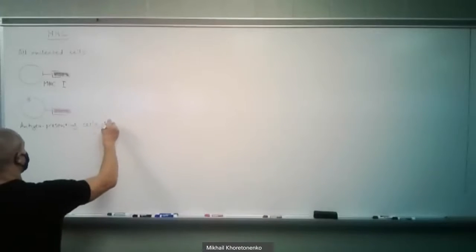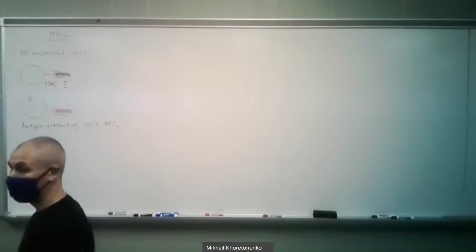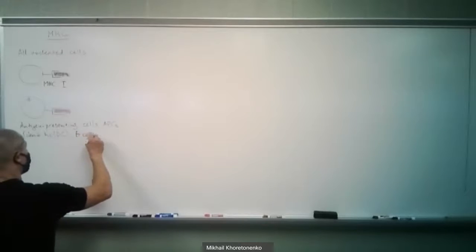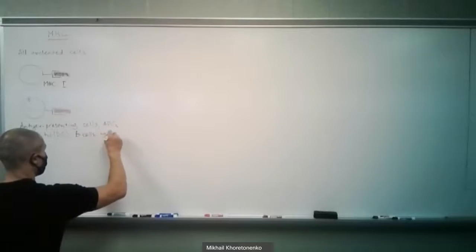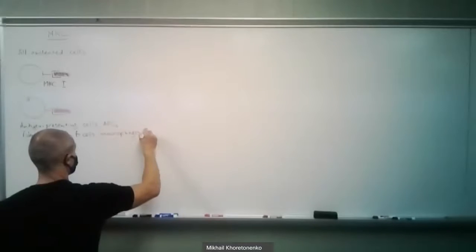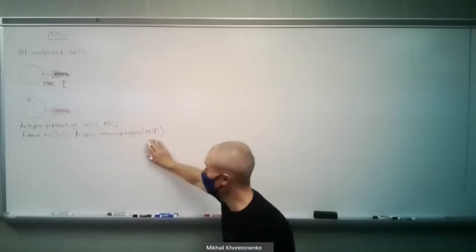Or APCs. There are 3 types of antigen presenting cells. Dendritic, we usually call them DC. B cells. And macrophages. I use this acronym for macrophage.